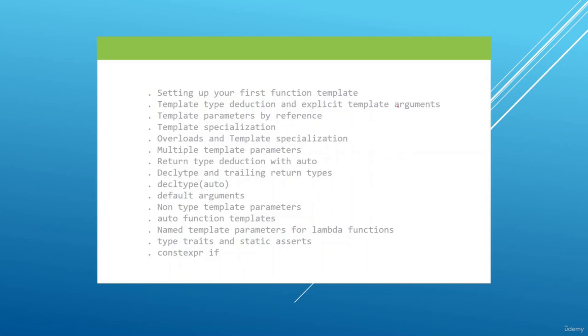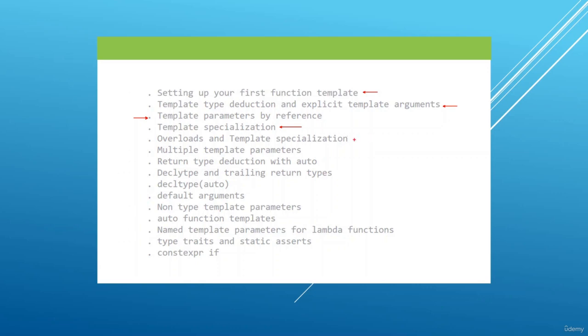We have learned about a lot in this topic. You had a chance to set up your own function template. After that, we looked at template type deduction and how you can set up explicit template arguments for your function templates. We looked at how we could pass function template parameters by reference, and you can do this if it makes sense for your application. We had a chance to look at how we could do template specialization and make the compiler choose our specialization if it makes sense for whatever it is we are doing.